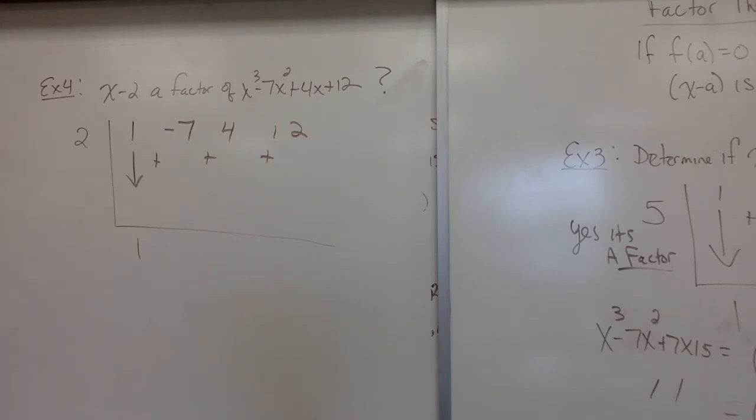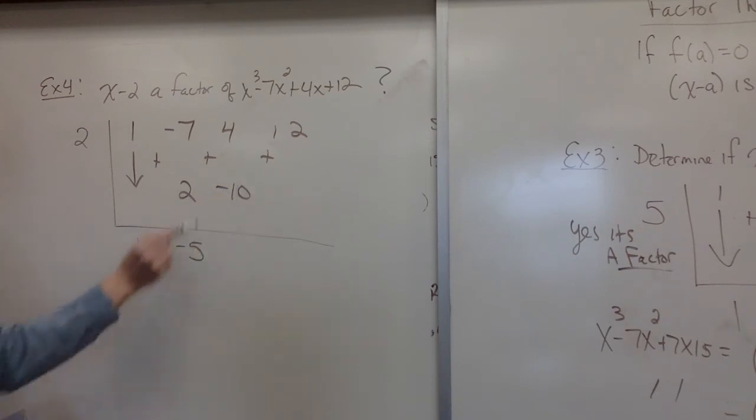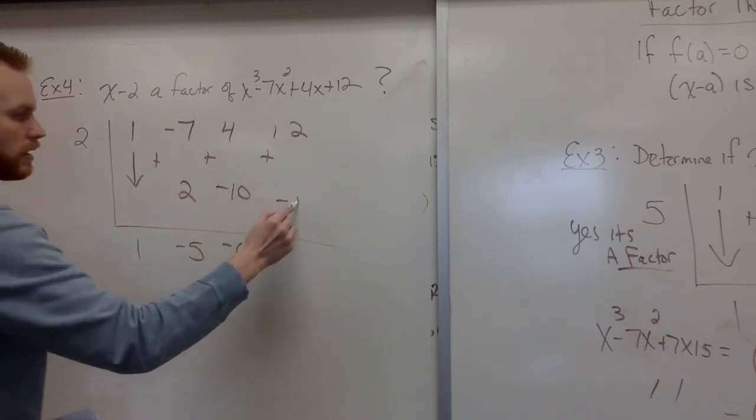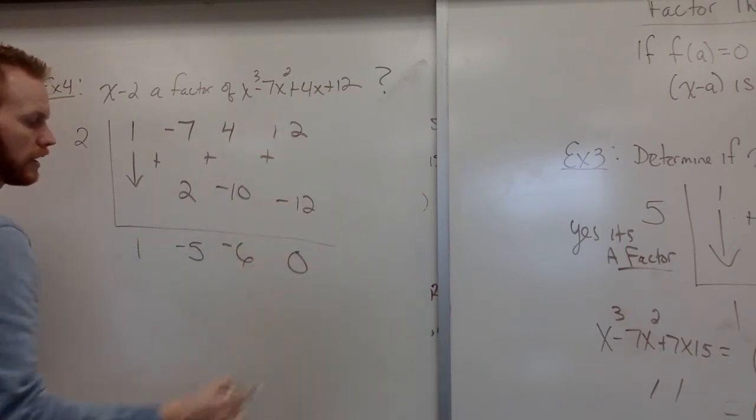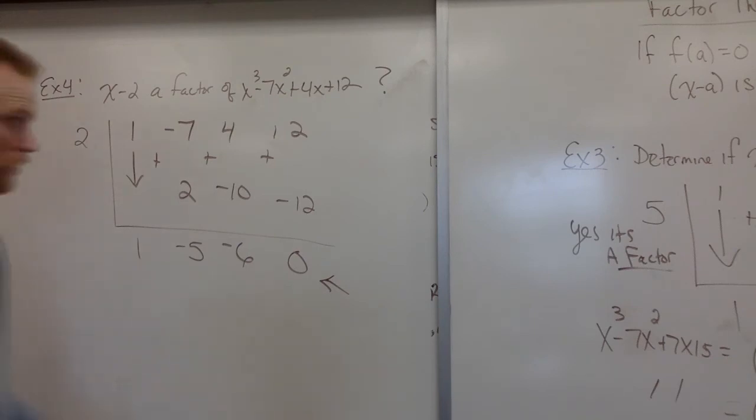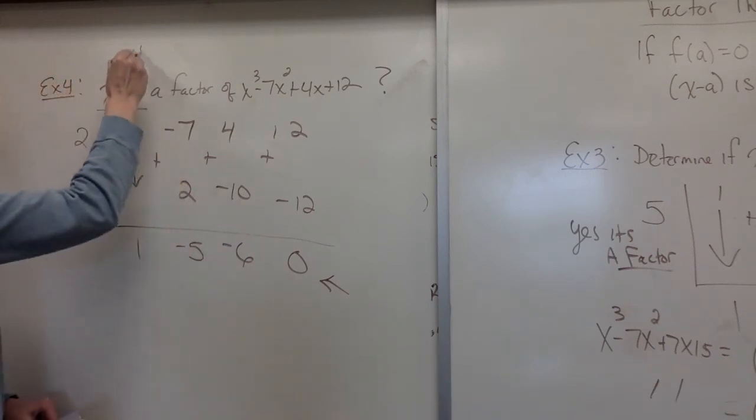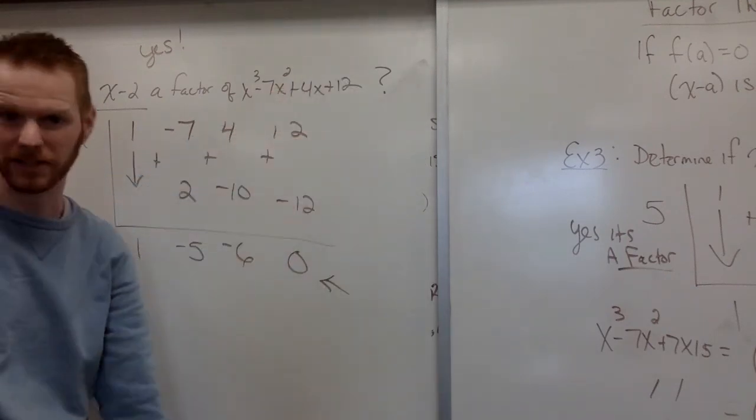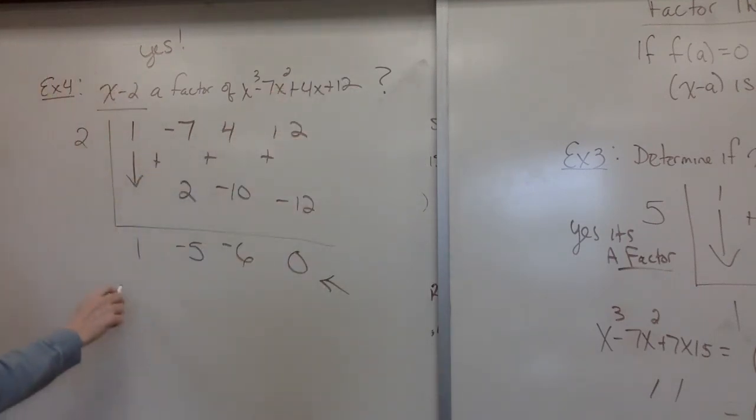Let's proceed forward. We multiply, I get 2. 2 times 1. Add, I get negative 5. Multiply again, negative 10. We add, I get negative 6. Multiply, negative 12. Add, I get 0. All right. Now, the remainder is 0, which means that, yes, this is a factor of this guy because it works out. So here's what I got left.